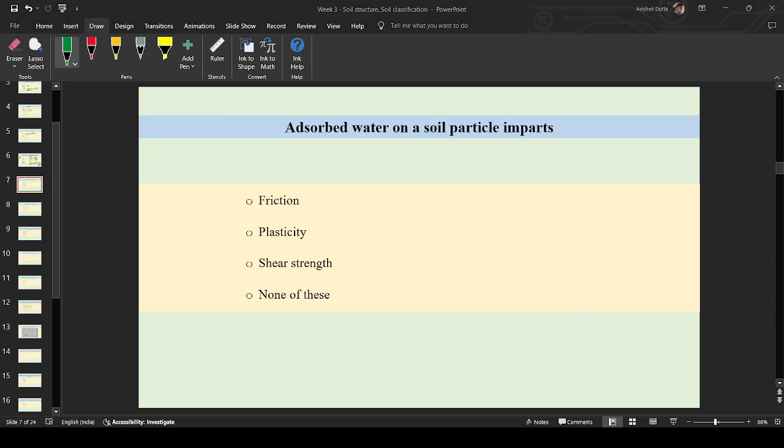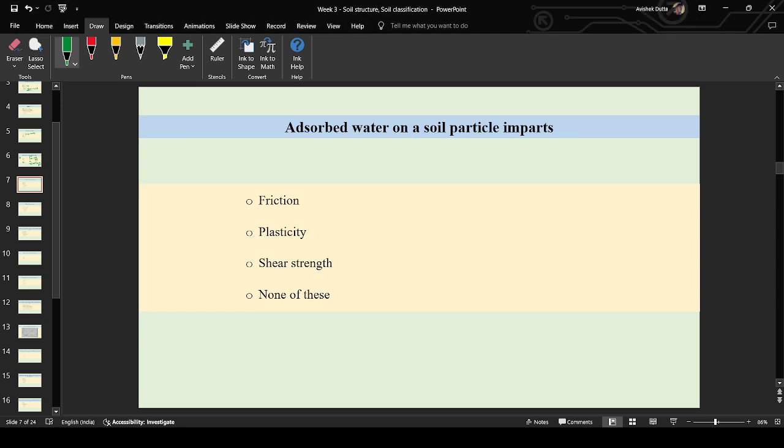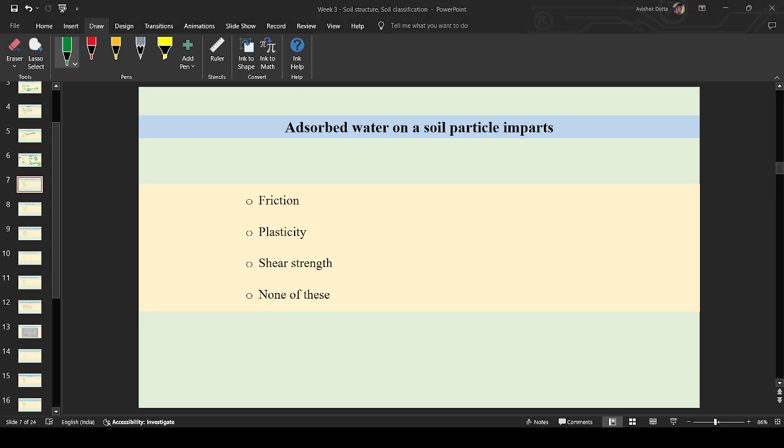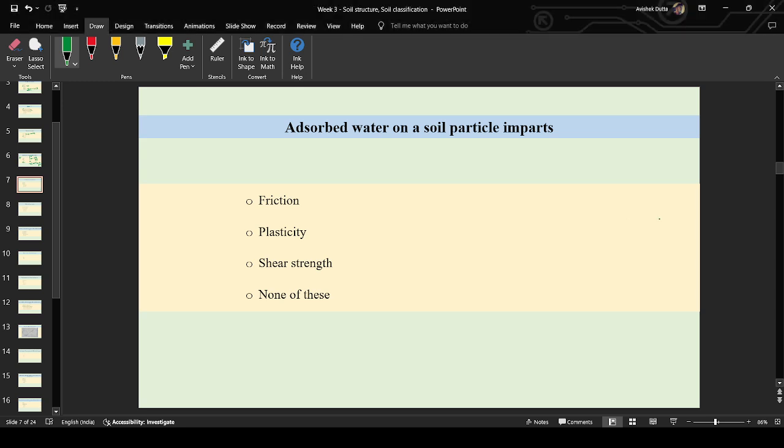Adsorbed water on a soil particle imparts. What is the answer? Plasticity. Yes, very good. Plasticity. So what is adsorbed water?